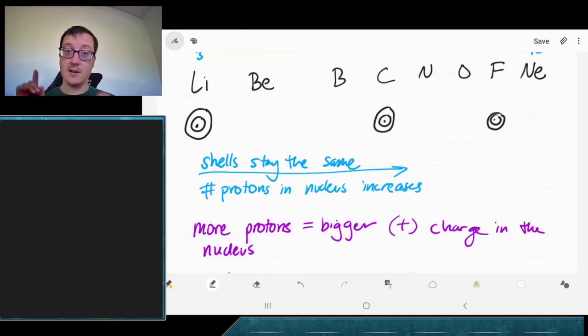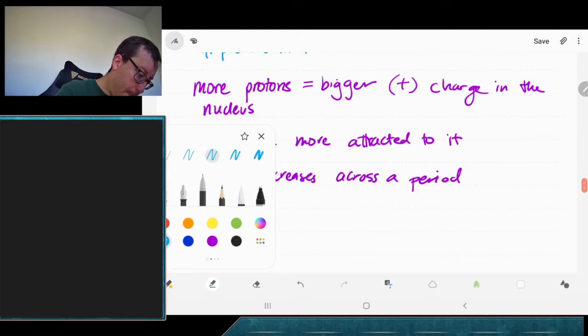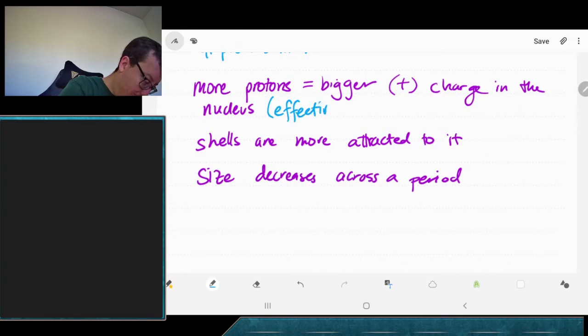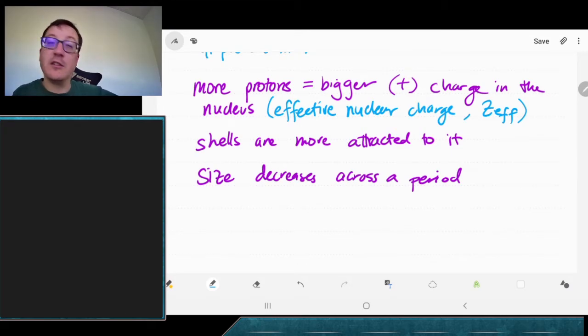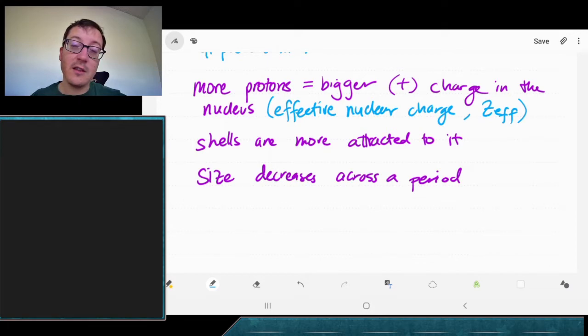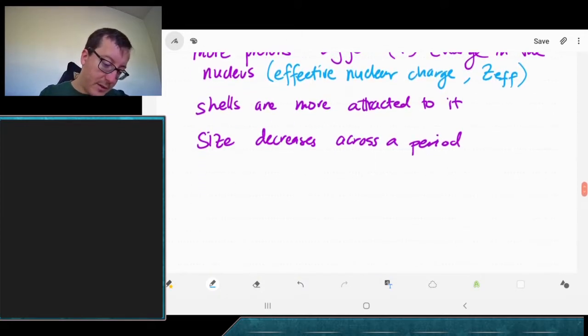So our first factor here is number of shells. Number of shells will dictate your size. If you have the same number of shells, then we want to see what's called your effective nuclear charge, which is abbreviated ZF. Your effective nuclear charge is effectively your charge in the nucleus. So the bigger your charge is, because you have more protons as you move across the periodic table, the electron shells contract, getting closer to it, thereby decreasing the size of the atom. And so we see here that size decreases.